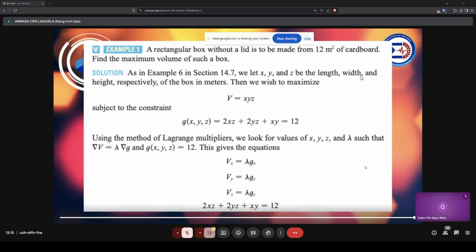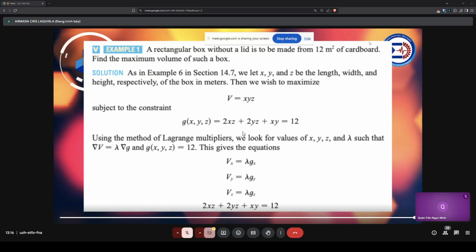Now the volume of a rectangular box, or rectangular prism, is equal to the length times width times height. So if we let x, y, and z be the length, width, and height respectively, then V is equal to xyz, subject to the constraint. This is now your constraint. Why is this the constraint? Class, can you imagine a box without a lid? Without a cover, that is what it means.